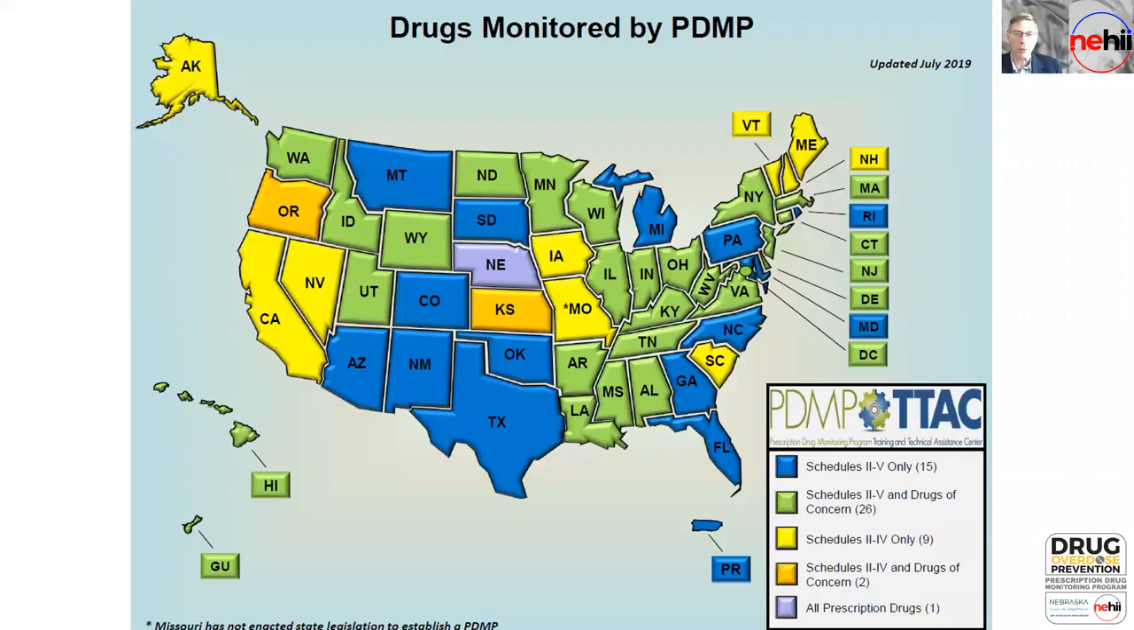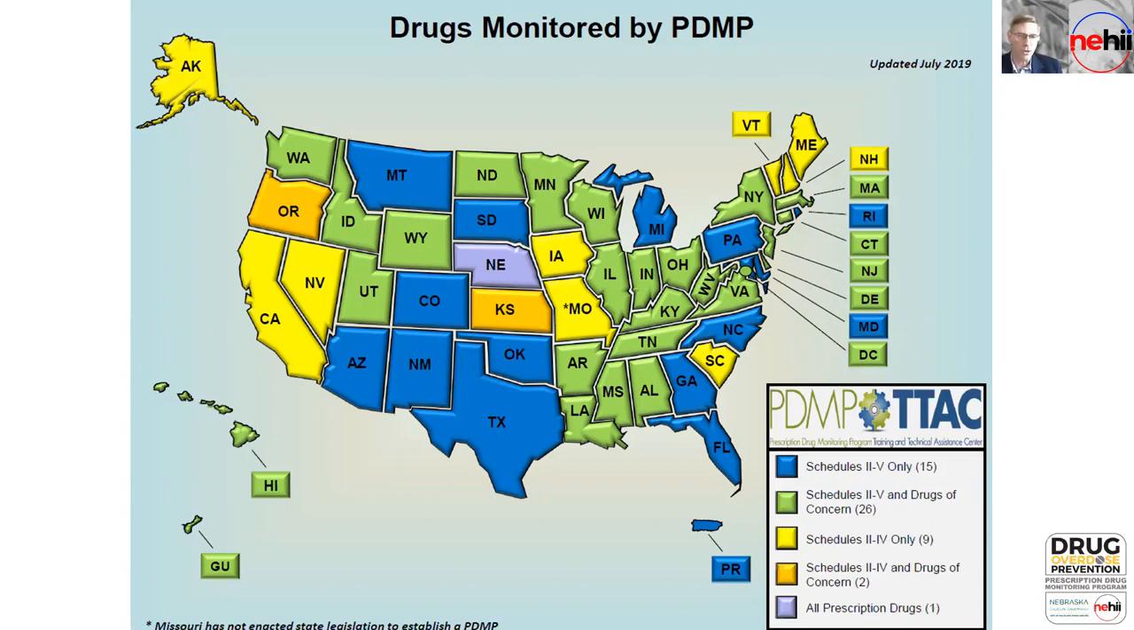Which drugs are reported to the PDMP? Well, you can tell on the map, it varies a little bit. Oftentimes it's either schedules 2 through 4 or 2 through 5, depending on the state laws. Remember, this is all a state-run program, and those states determine what gets reported. So you'll have some states that will have just schedules 2 through 4. Other states which will include Schedules 2 through 5. Schedule 5 typically is looking at your codeine-containing cough syrups. And other states will include what's known as drugs of concern.